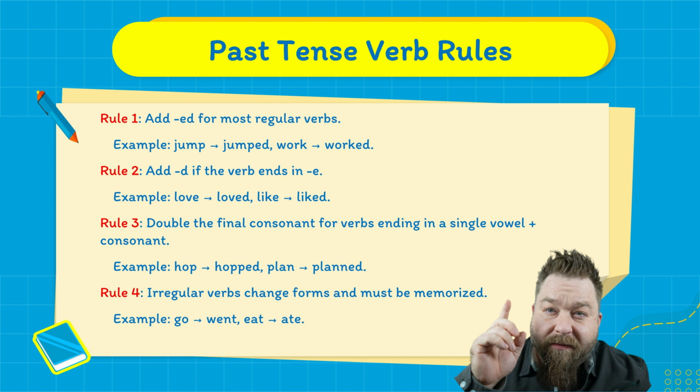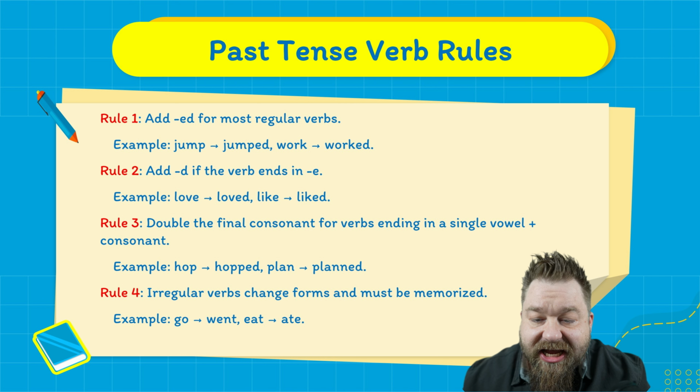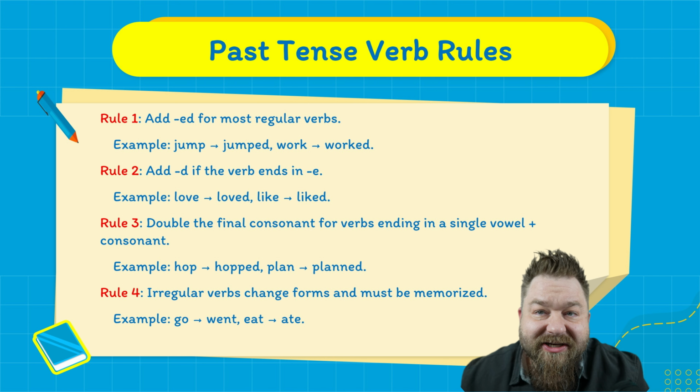So rule number 4, irregular verbs change forms and must be memorized. Like we just said, it's nothing big. Go becomes went, and eat becomes ate. Just remember that handful of odd, strange words. No big deal. Don't worry about them. Focus on the normal ones because most of what you say will be the normal ones, okay?